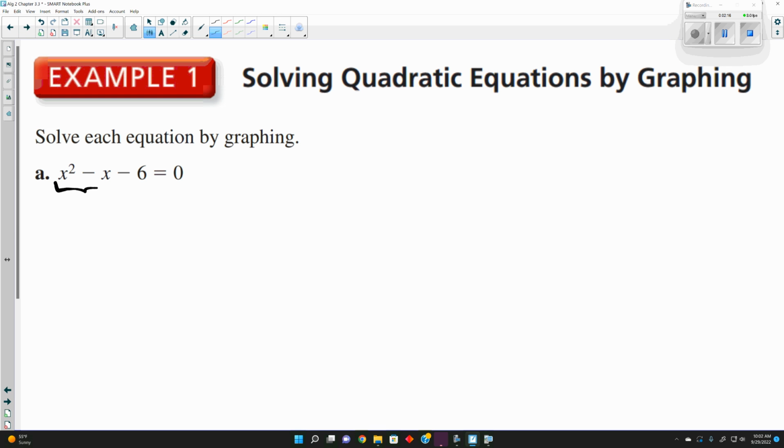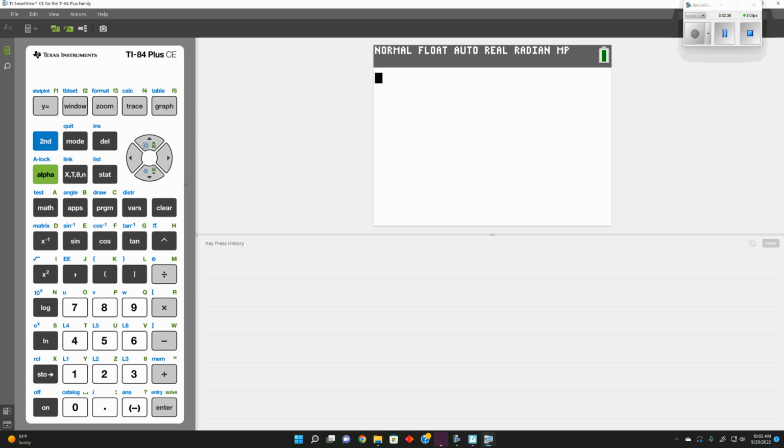But what we can do is actually use the graphing calculator. If I have the equation of the parabola, I need to make sure it's set equal to 0. That's one of the first things we need. So here it is set equal to 0: x squared minus x minus 6. So we can use the graphing calculator.